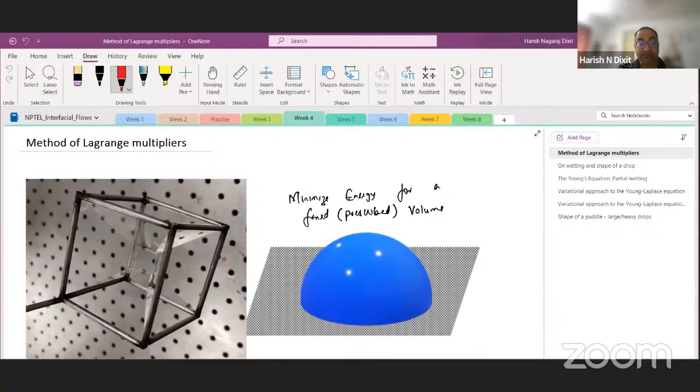For example, this is a small experiment that we've done in the lab, where if you take a wire mesh like this and you dip it into a bath, you get a shape like this. This is purely a minimization problem, and I discuss this minimization in great detail. So maybe we'll just have to wait for a few more days.